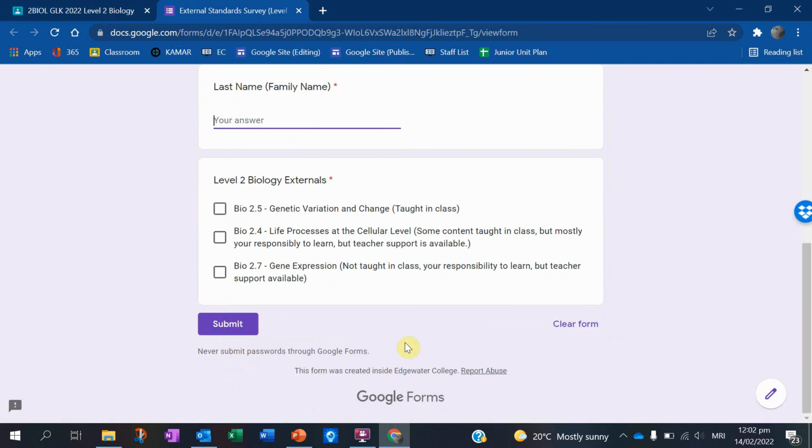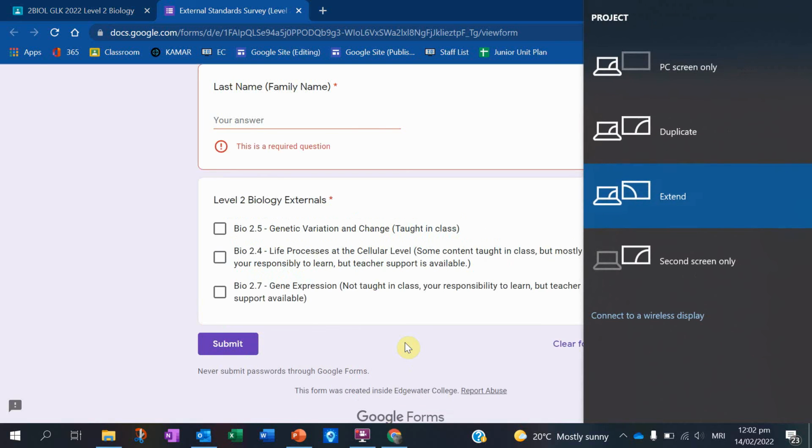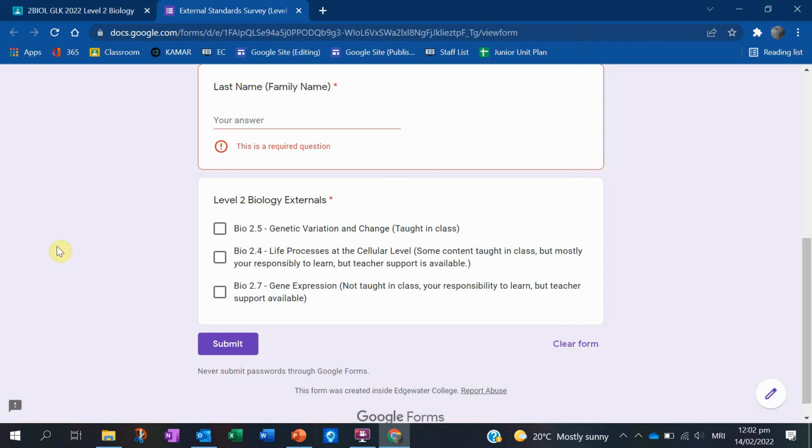Now, here are some things to keep in mind when we are looking at these externals and which ones you might want to do, and you can't see because there's nothing on my board. I apologize. Let me duplicate that.